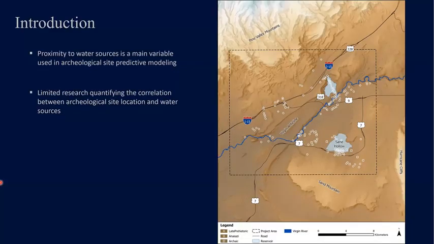In archaeology, proximity to water sources has been utilized as a main variable in archaeological site predictive modeling. Archaeological site predictive modeling has become popular due to focusing research efforts and management decisions. Though there has been limited research quantifying the correlation between archaeological site locations and water sources.